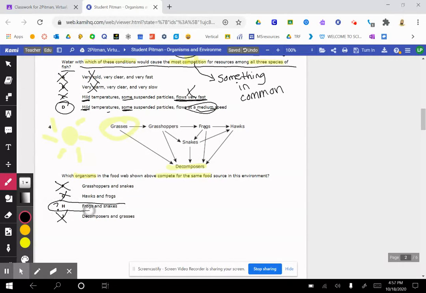So it has to be the frogs and the snakes because they both have grasshoppers as an energy source.